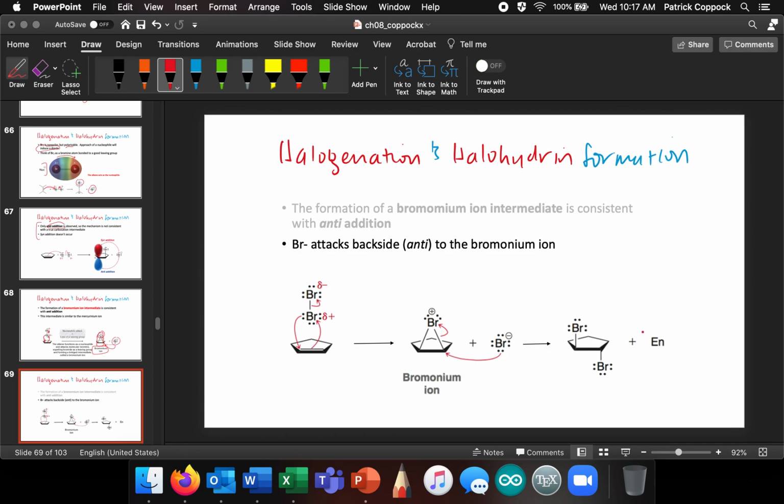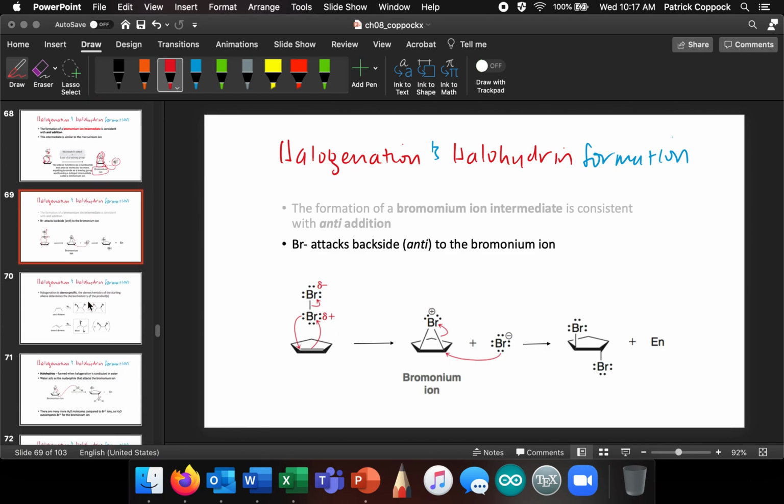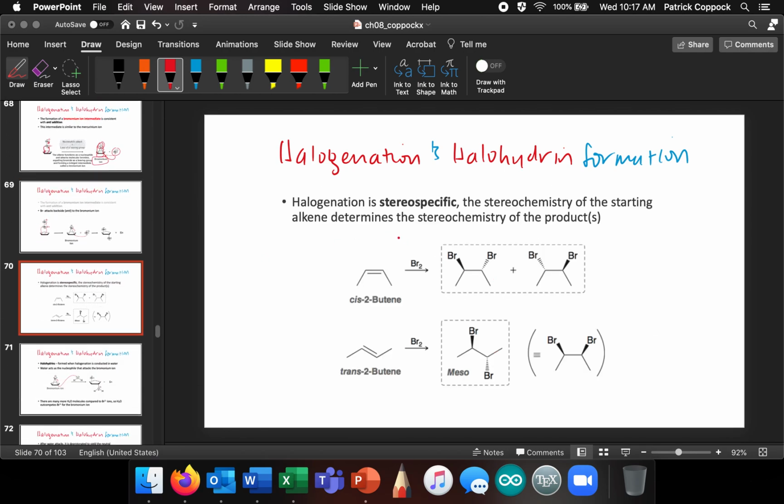And so you're going to get this, plus the enantiomer. If it's chiral, you'll get an enantiomer. All right, so the halogenation is stereospecific. The stereochemistry of the starting alkene determines the stereochemistry of the product. This is a term we don't use a whole lot, but whatever it is in the beginning, if this is cis in the beginning, we're going to get something very specific here. If this is trans in the beginning, we're going to get a meso compound, right? And that's what stereospecific means.